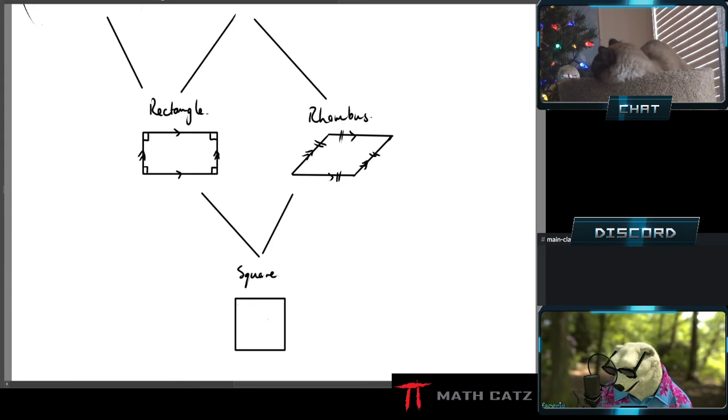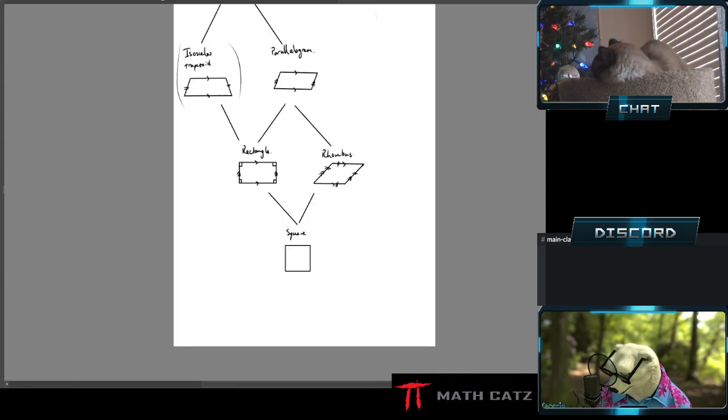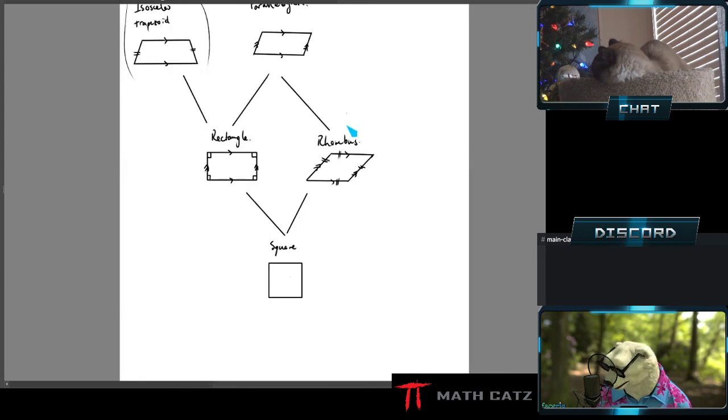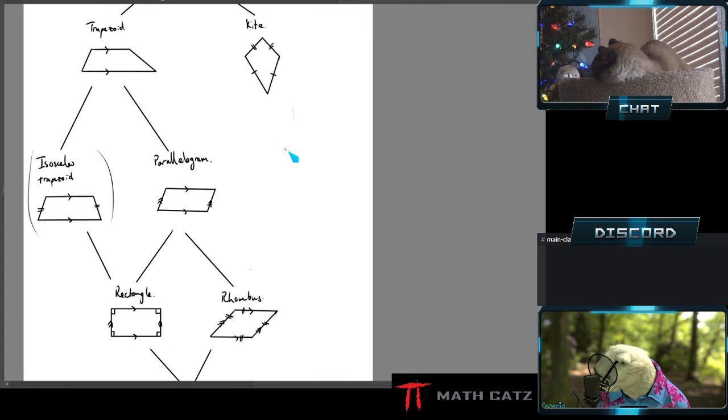Another observation I can make, let me zoom out a touch, is that the rhombus, because it has all equal sides, every pair of connected sides are equal. It is a special kind of kite as well.